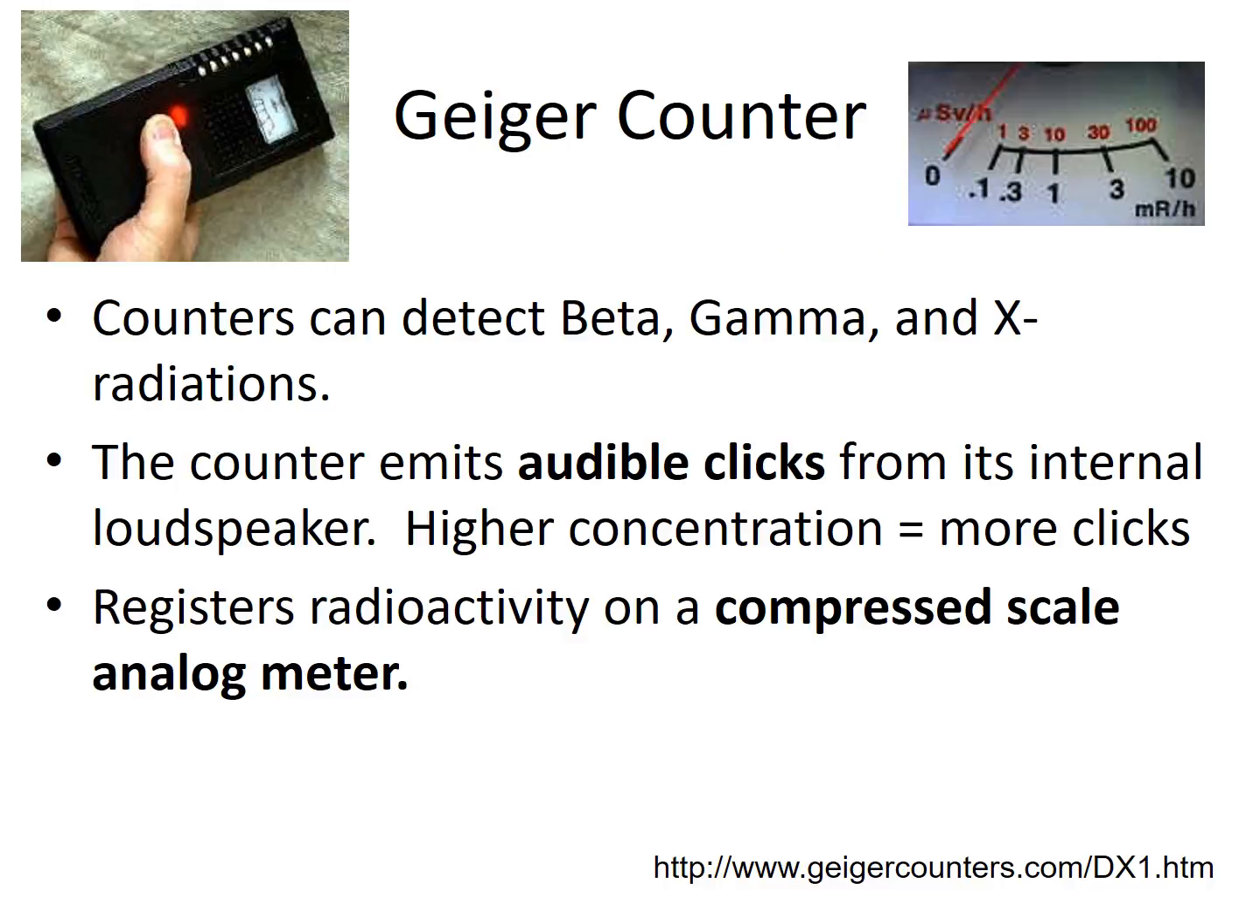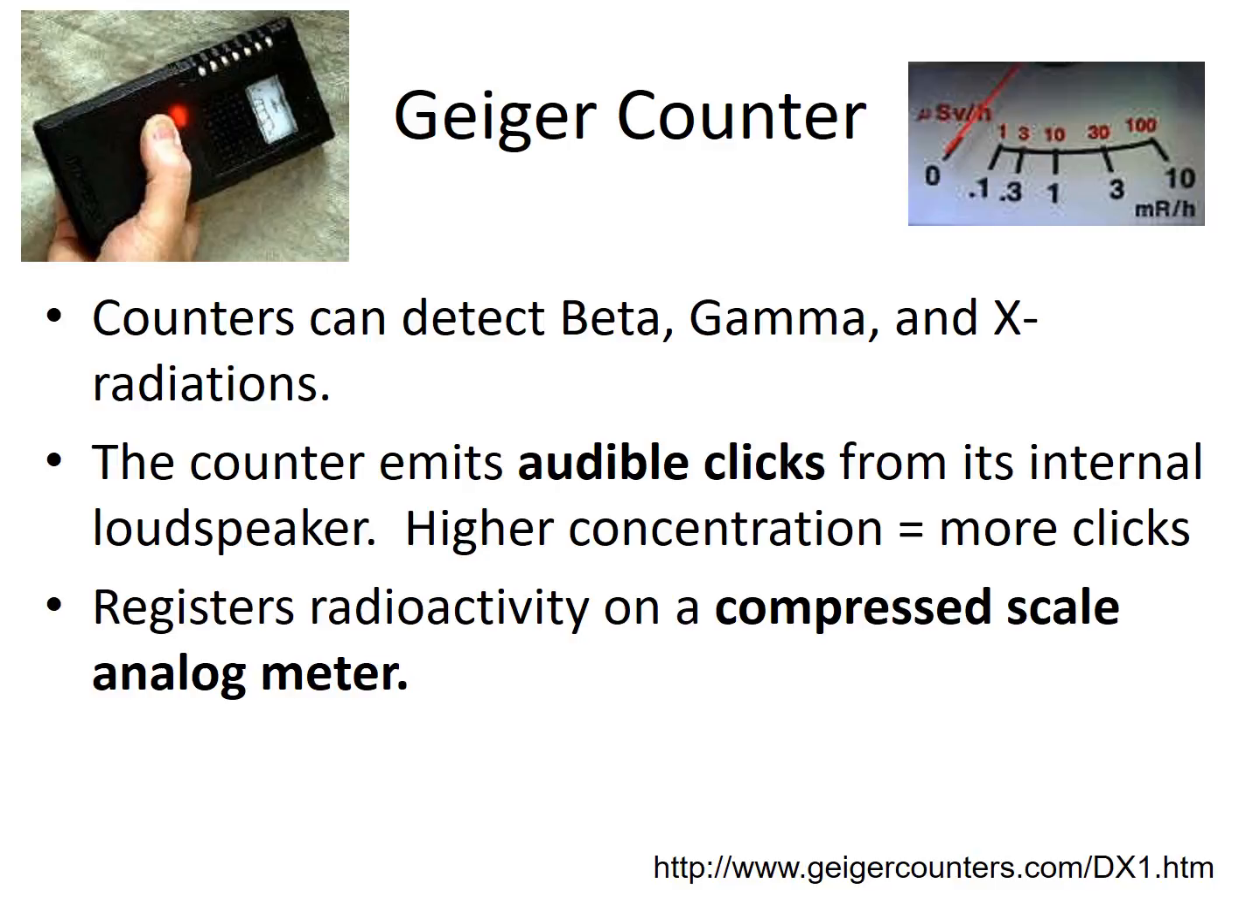Actually, you would test using a Geiger counter. A Geiger counter is a small handheld device that you can put up to something, and it will make audible clicks, and the needle will swing on its scale, and it will show you how much radiation that particular object is giving off. It can detect beta, gamma, and also X-rays. It detects this because of the way those radioactive particles ionize the air.